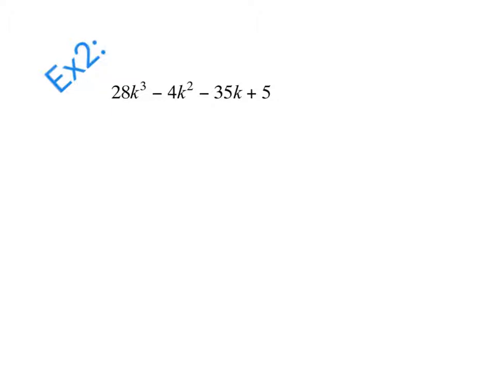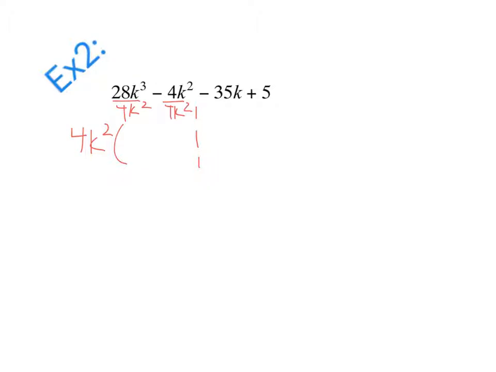Same idea with the next one. I'm going to check if there are common terms in the first and the second. And there is here, I see that I can take out a 4 and a k squared. And here I can take out a 5. So because there are things that are common, I can split this down the middle. I'm going to pull out a 4k squared in the beginning. So I want to divide each piece by 4k squared.